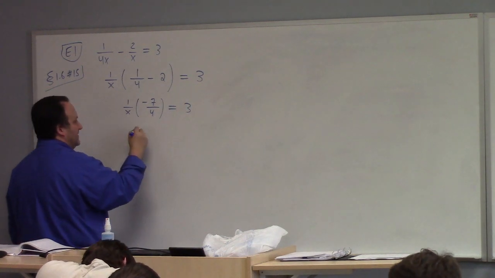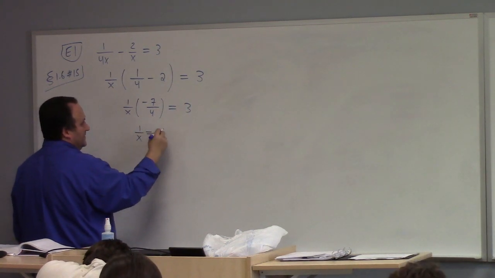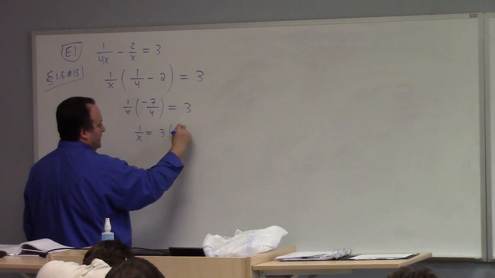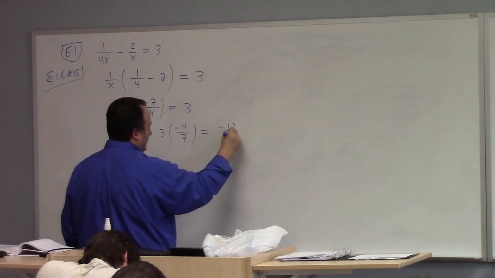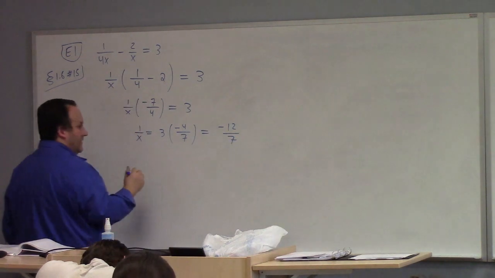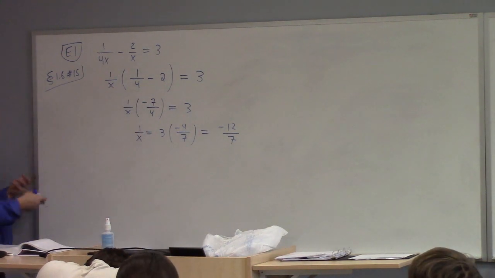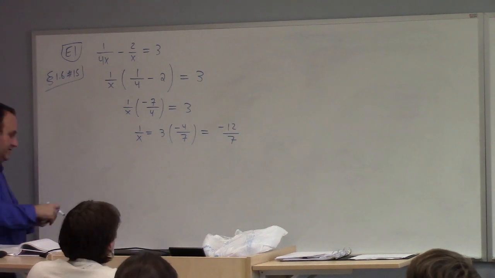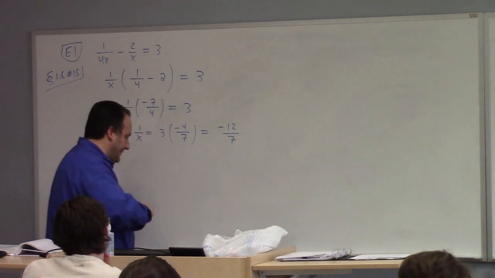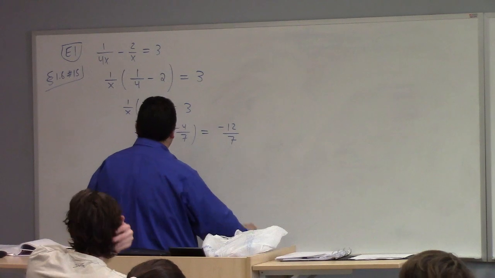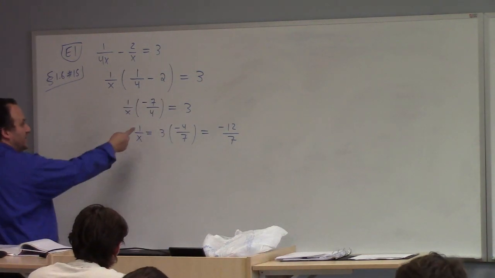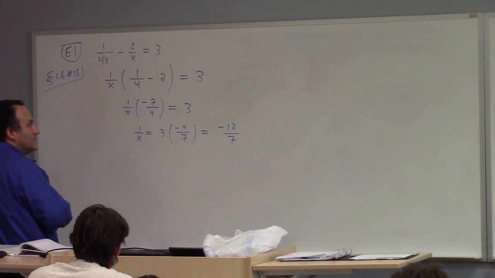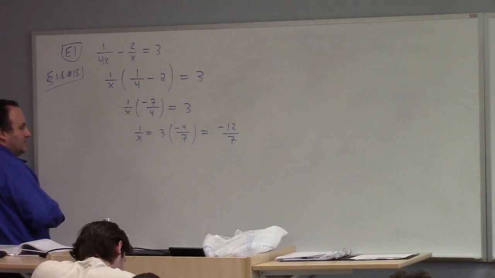And so this gives me 1 over x is equal to 3 times minus 4 over 7, also known as minus 12 over 7. And then if you want to solve for x, you can just reciprocate both sides. So if you flip both sides, this? No. The next step below.